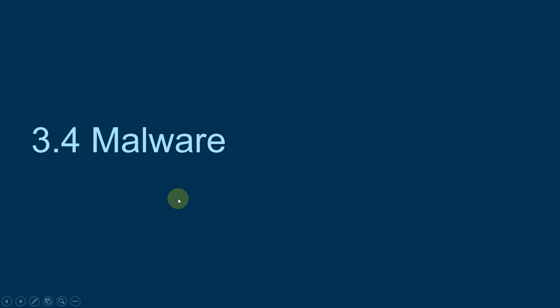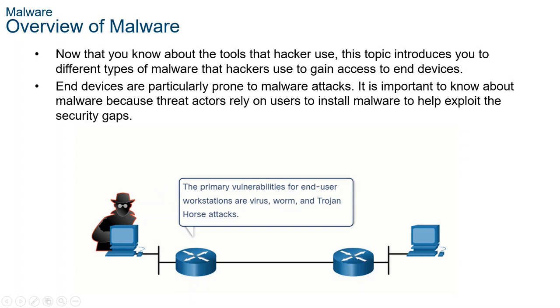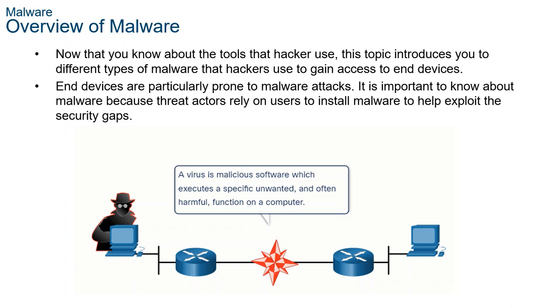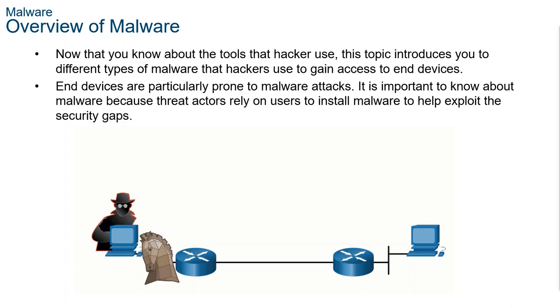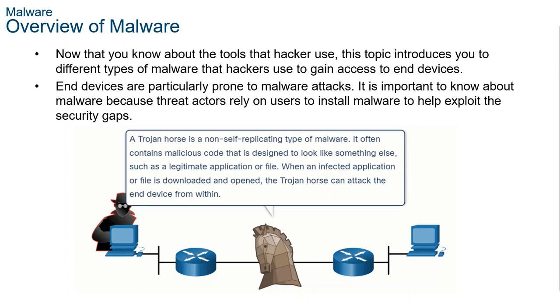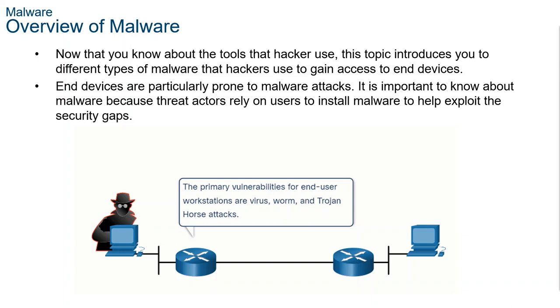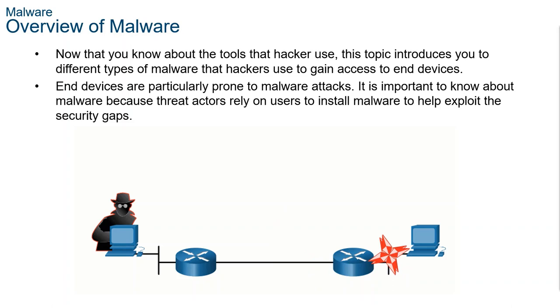On this section, we will be talking about malware. What is malware? Now that you know about the tools that hackers use, this topic introduces you to different types of malware that hackers use to gain access to end devices. End devices are particularly prone to malware attacks. It is important to know about malware because threat actors rely on users to install malware to help exploit the security gaps. The primary vulnerabilities for end user workstations are viruses, worms, and Trojan horses, as shown on this diagram. A virus is malicious software which executes a specific unwanted and often harmful function on a computer. The next one would be worm.